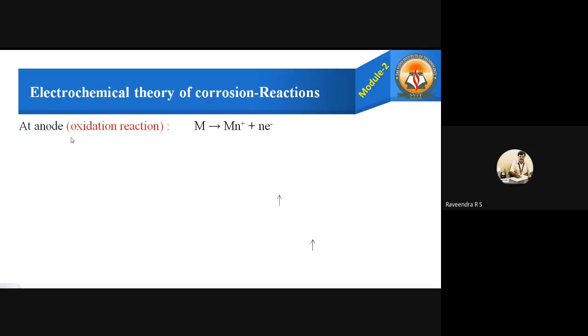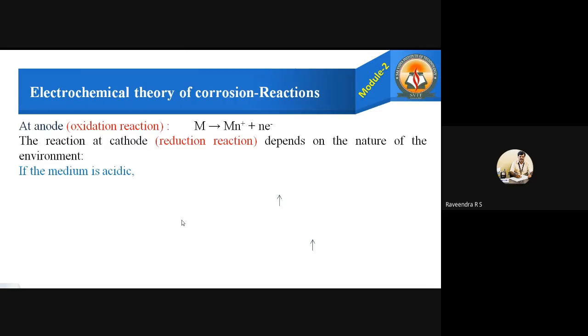At the anode, as I already explained in the theory, oxidation occurs, that is, M, which stands for metal, undergoes oxidation to give the metal ion, M n+, and it releases some electrons: 2 electrons, 3 electrons, 10 electrons, that is, n number of electrons are released.